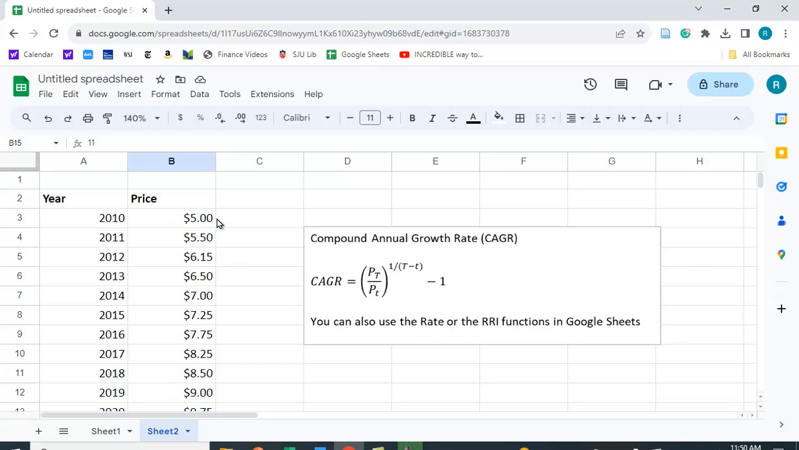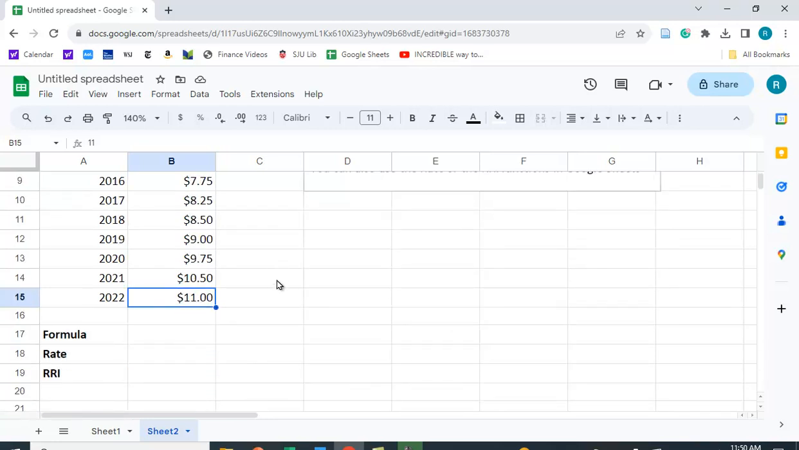The reason you have 12, even though you have 13 numbers here, is because you lose the first observation. Remember, you only have 12 returns. Going from 5 to 5.50 is one return. So you lose this first piece of data. So you only have 12 returns, even though you have 13 numbers. And then after we compute that, we subtract 1 from it. We'll also try the rate and the RRI functions in Google Sheets, so we can find easier ways to do it and make sure that we did it correctly.